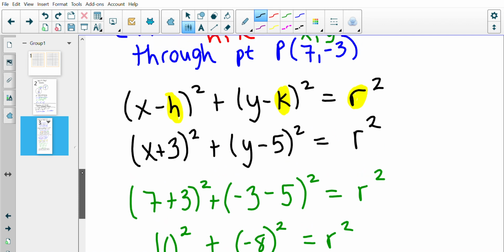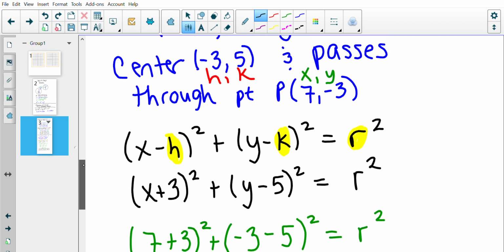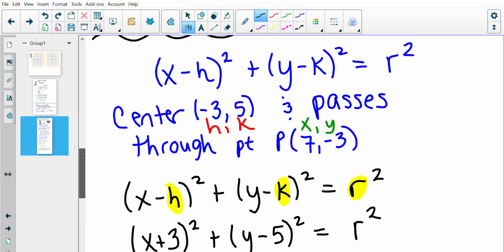Hey, there was another way we could have done this. We know the radius of the circle, think about it, is the distance from the center to any point on the rim of the circle.